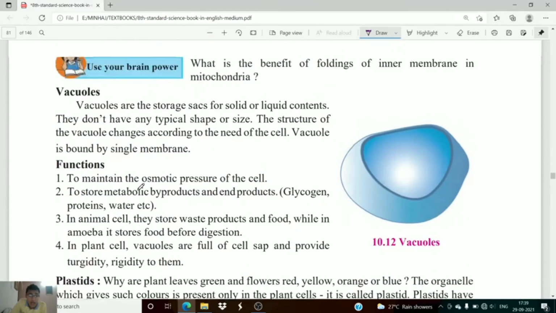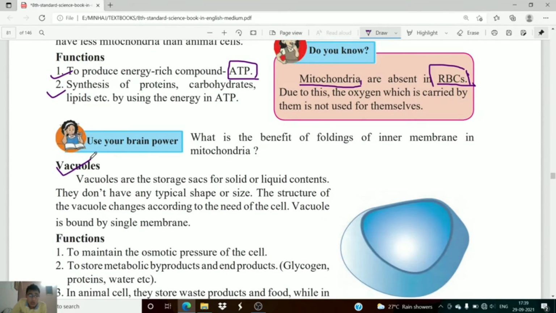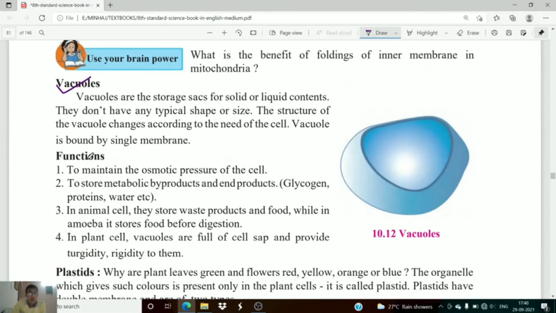Now the next organelle is vacuoles. Vacuoles are the storage sacs for solid or liquid contents. They don't have any typical shape or size. The structure of the vacuole changes according to the need of the cell. A vacuole is bound by a single membrane. We have to keep this in mind.